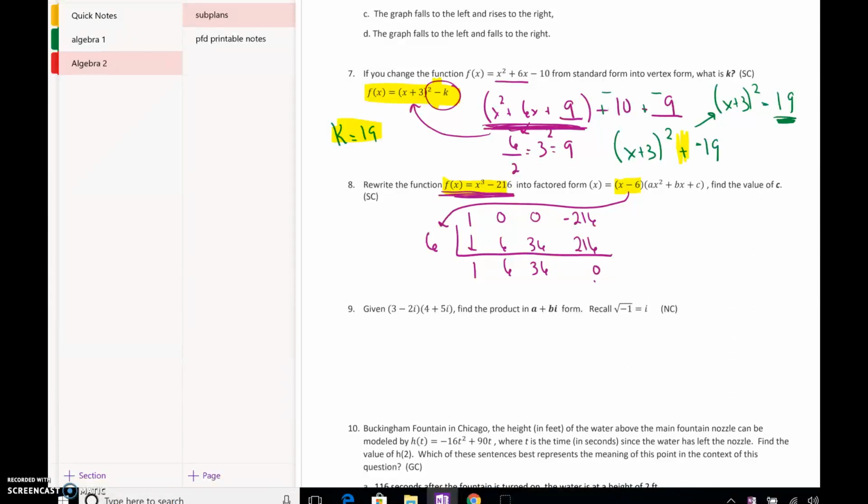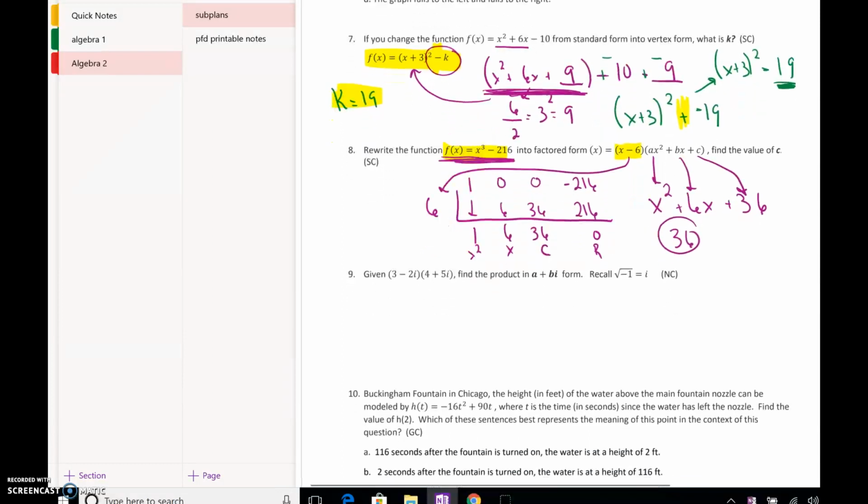And then that's the remainder, that's the constant, that's x squared. And so now with x squared plus 6x plus 36, that's matching ax squared plus bx plus c, I want you to tell me what c is. And so your answer would be 36. All right, moving on to the next problem.